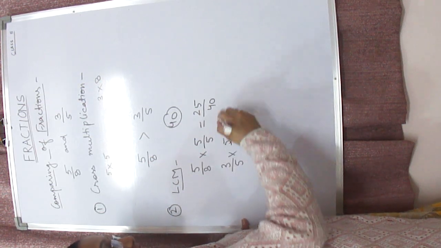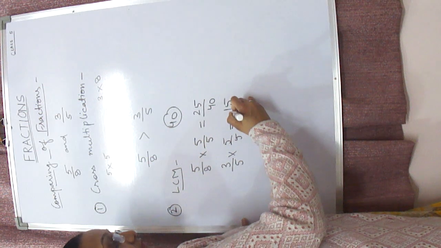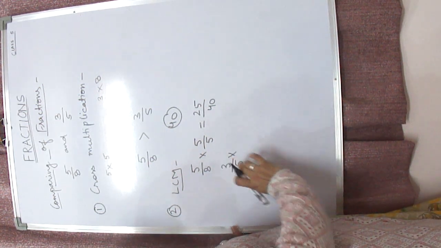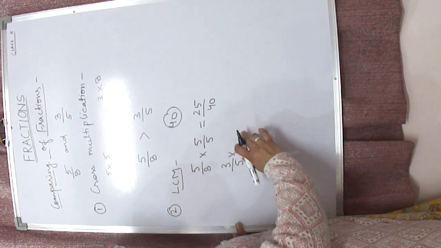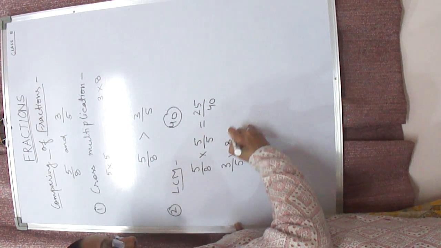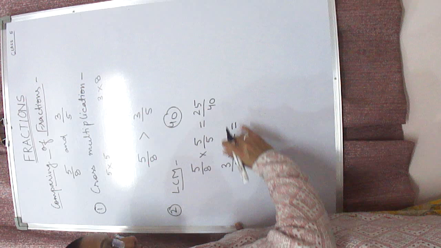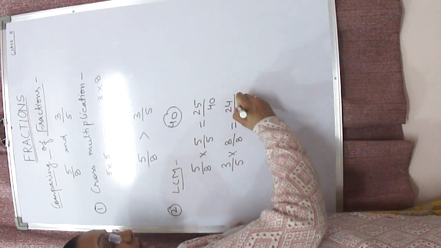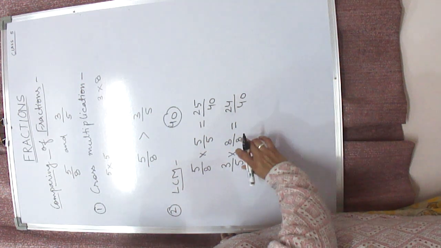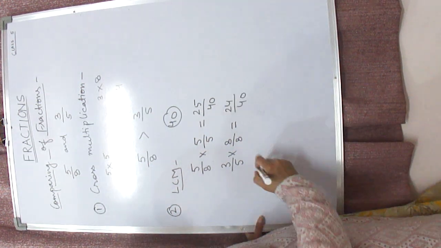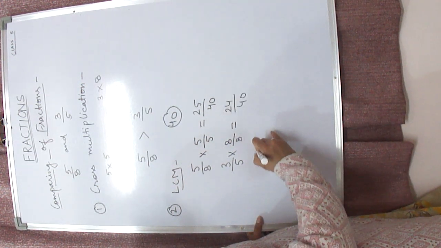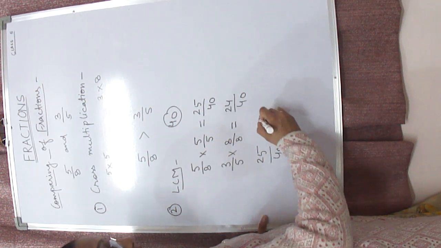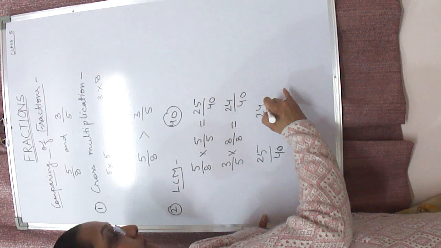So 5 threes are 15 and I have to make this 5 into 40. So I will multiply it with 8 because 8 fives are 40. So 8 threes are 24 and 8 fives are 40. So we can see that it becomes 24 upon 40. Now I have two equivalent fractions, 25 upon 40 and 24 upon 40.